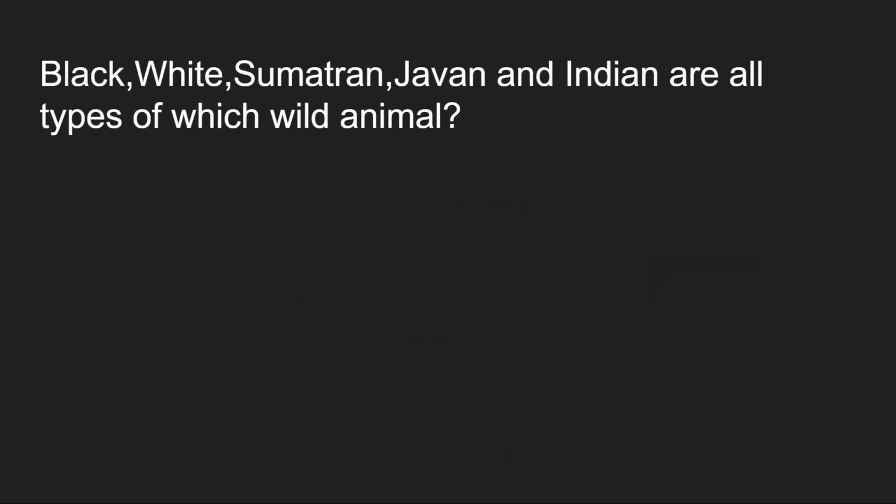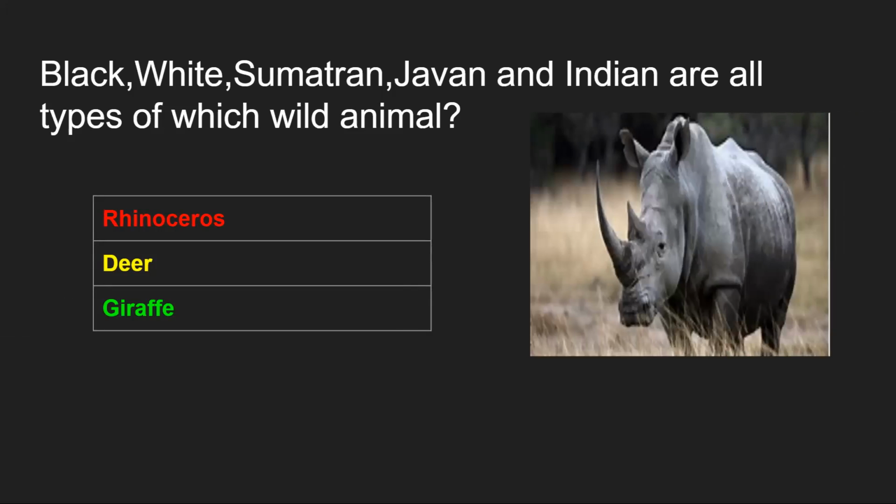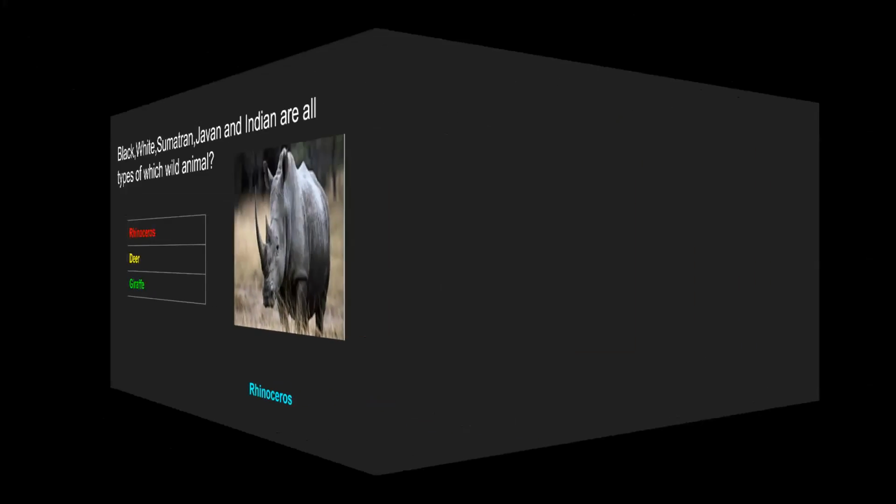Now the next one: black, white, Sumatra, Java, and Indian are all types of which wild animal? These are the varieties of the wild animal. The options are rhinoceros, deer, and giraffe. The correct name is rhinoceros.